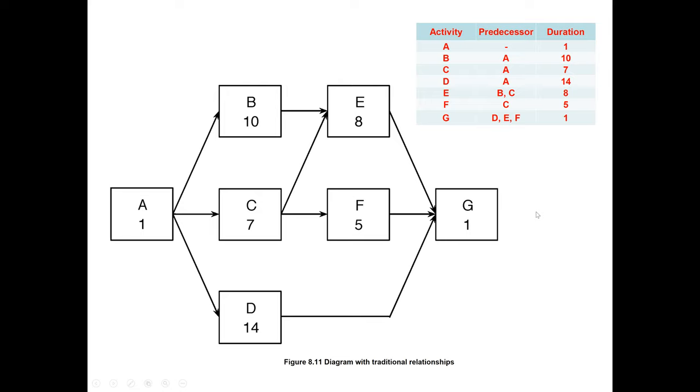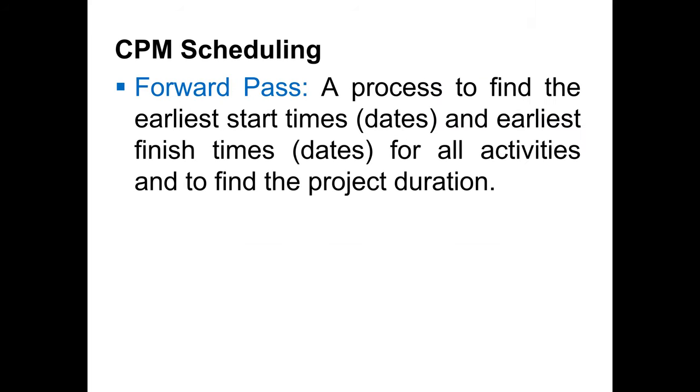So we have drawn the network diagram, the node diagram. Activities and predecessors are given, so we can draw the node diagram. The durations are also given, so we have put the durations inside, because the notation is like this. So we have the node diagram with these relationships and arrows. Let's move forward to the forward pass that we have discussed before.